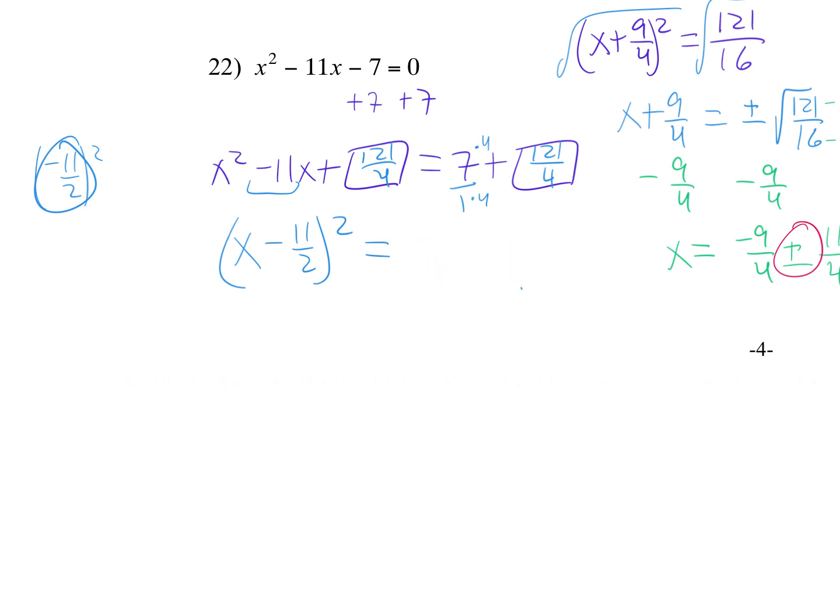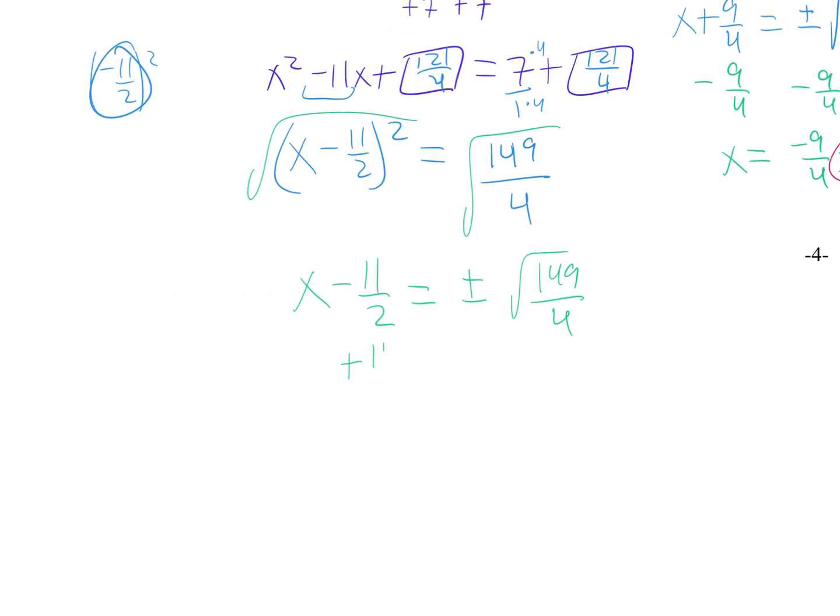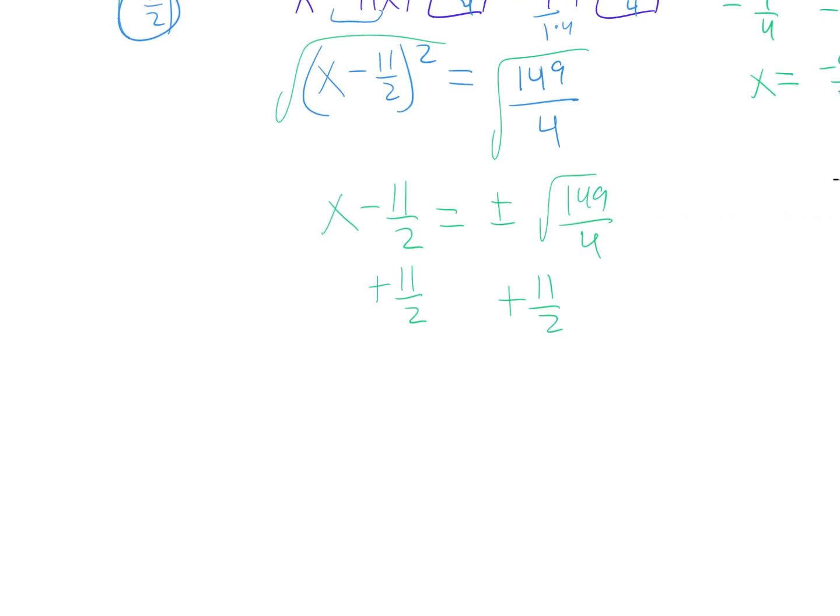All right, so let me go ahead and erase this. I'm going to make it 149 over 4. And then you want to square root both sides. And then we get x minus 11 over 2 equals plus or minus square root of 149 over 4. Then you want to add 11 over 2 on both sides. And then we should get x equals 11 over 2 plus or minus the square root of 149 over 4.